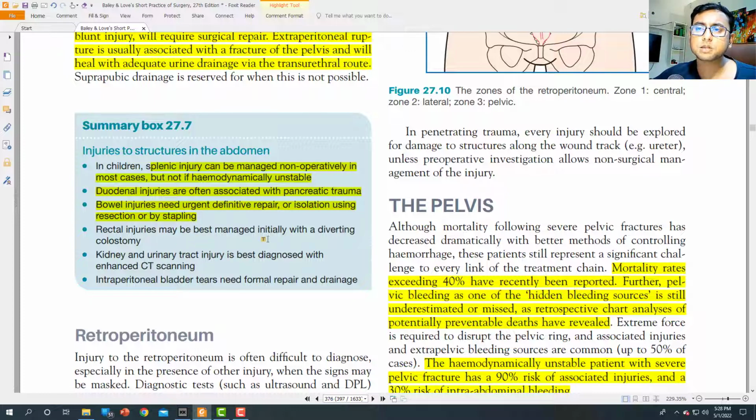Rectal injuries may be best managed initially by a diverting colostomy. So colostomy is the management in emergency settings. And the kidney is best managed by enhanced CT scanning, and internal bladder tears need formal repair and drainage.